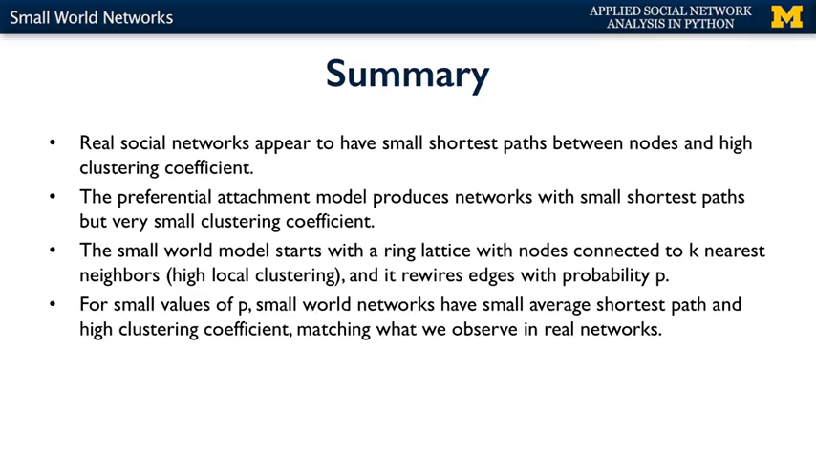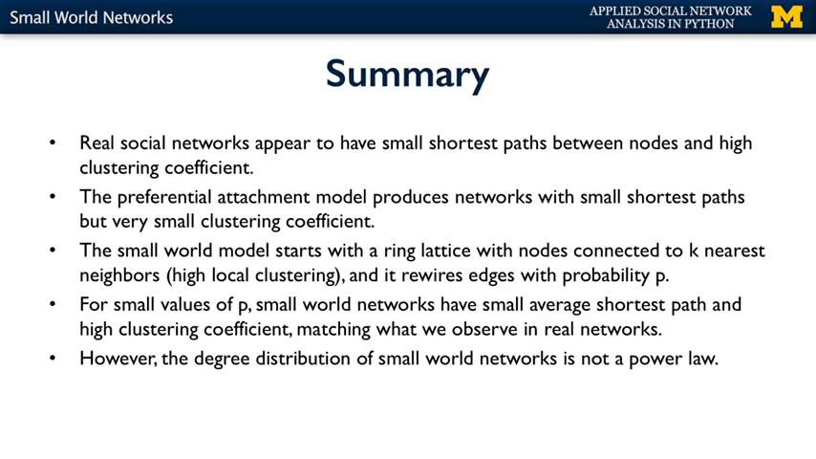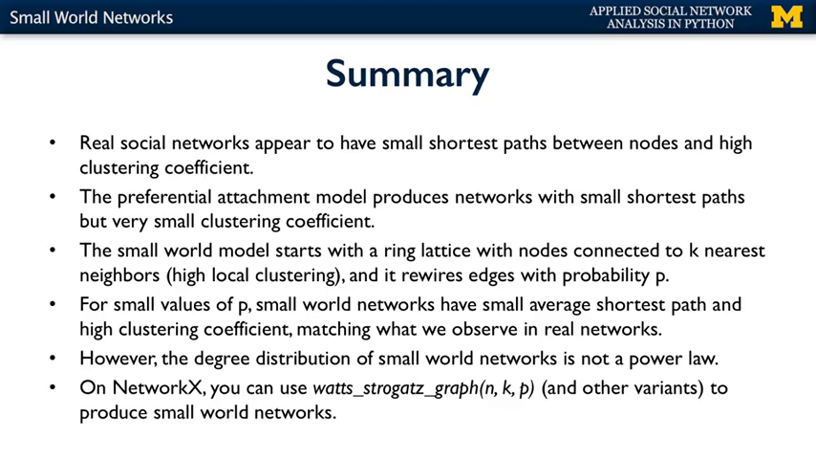And we found that for very small values of p, these small world networks have a small average shortest path because new long edges are added to the network and those create bridges for nodes to reach each other. And they still maintain this high clustering coefficient, which matches what we observed in the real networks that we looked at. However, the degree distribution of a small world network is not a power law, as we had also seen in real data. And in NetworkX, you can use the function watts_strogatz_graph or some of the other variants that we covered to produce small world networks.